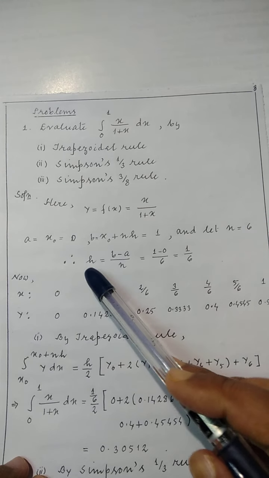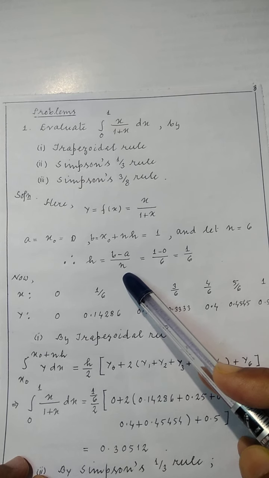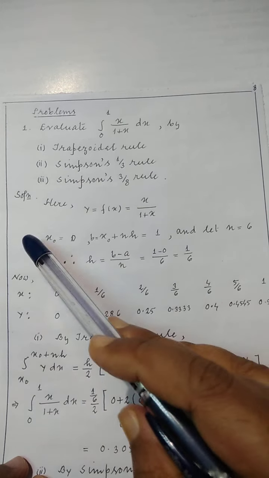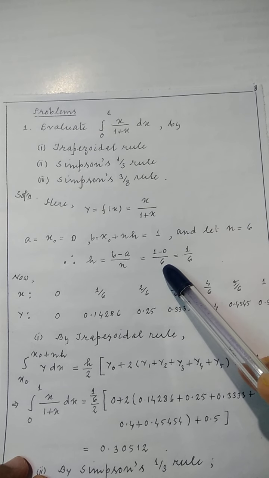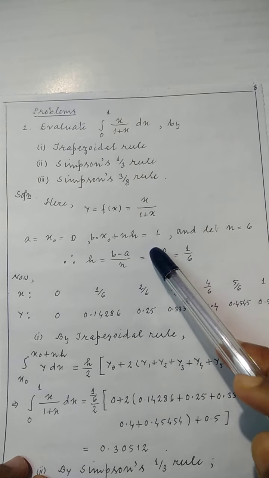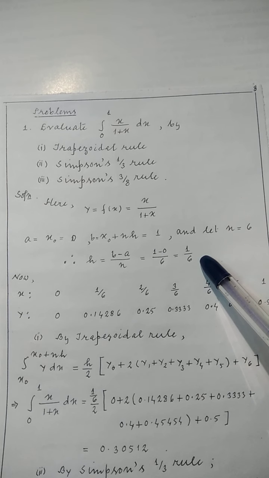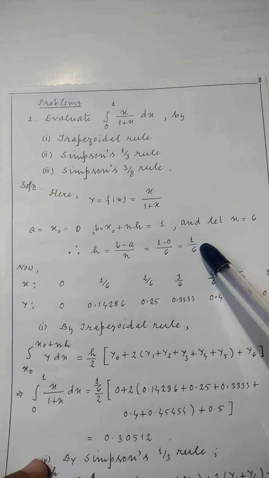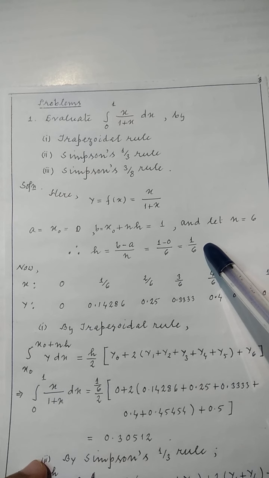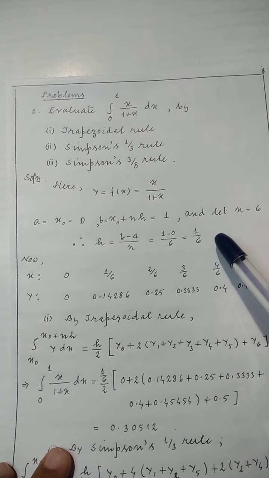So what is the value of h? h is given by b minus a divided by n. Here you know the values of a and b. a is 0, b is 1, so it will be 1 minus 0. n is the number of intervals. We have considered 6, so h will be 1 by 6. With the help of this, now we have to write down the arguments and entries. So remember, the end points of the interval are 0 and 1, and h is equal to 1 by 6.